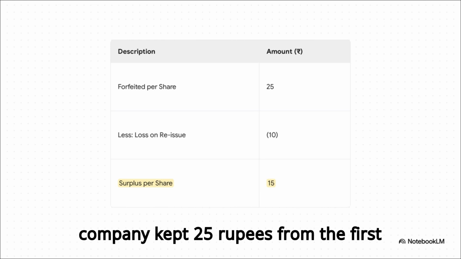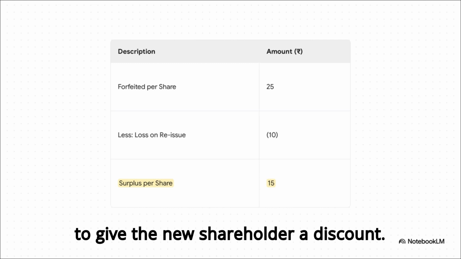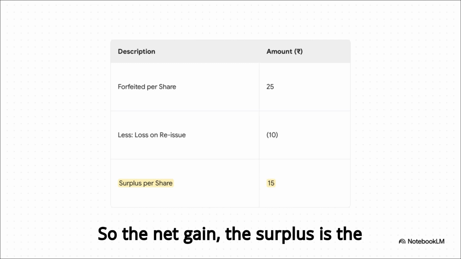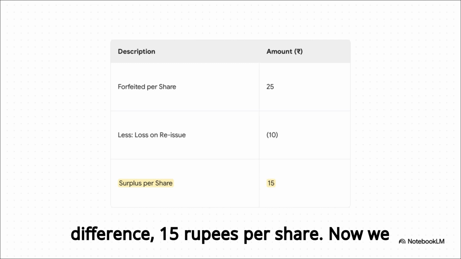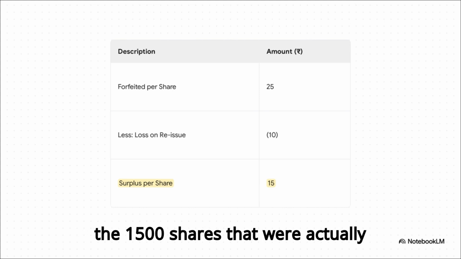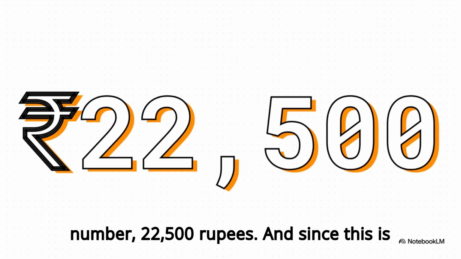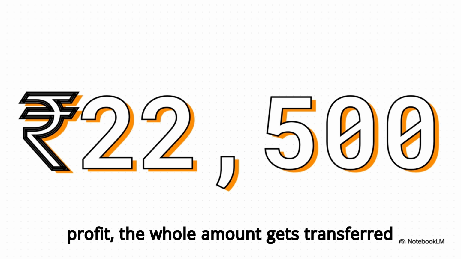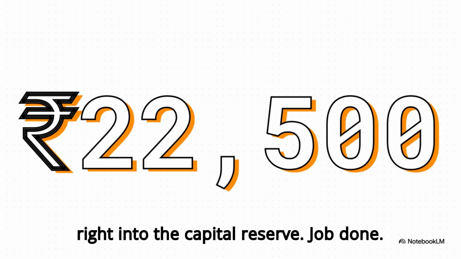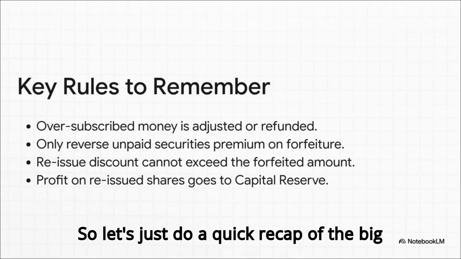The company kept 25 rupees from the first shareholder. It used 10 of those rupees to give the new shareholder a discount. So the net gain, the surplus, is the difference, 15 rupees per share. Now we just take that surplus and multiply it by the 1,500 shares that were actually reissued. And that gives us our magic number, 22,500 rupees. And since this is a capital gain, not an operational profit, the whole amount gets transferred right into the capital reserve. Job done.